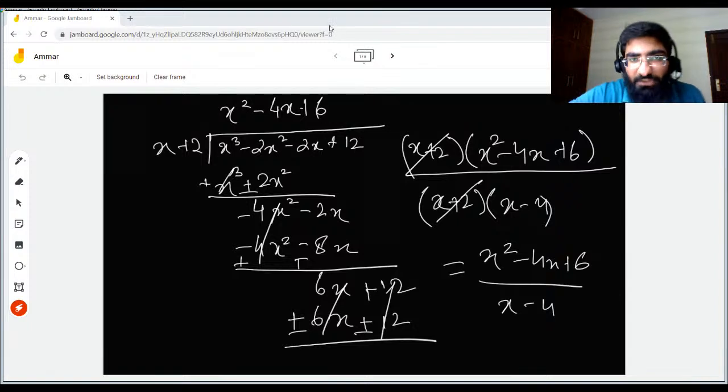Okay, both parts done, or is there more to it? Both parts done. Okay.